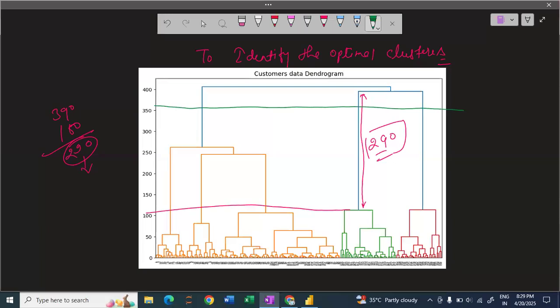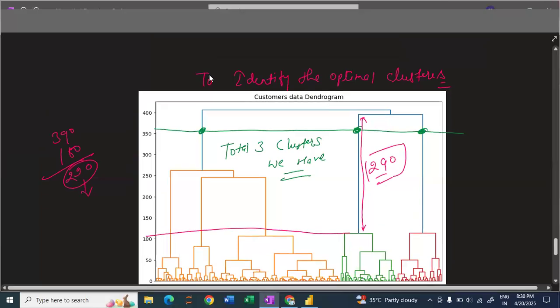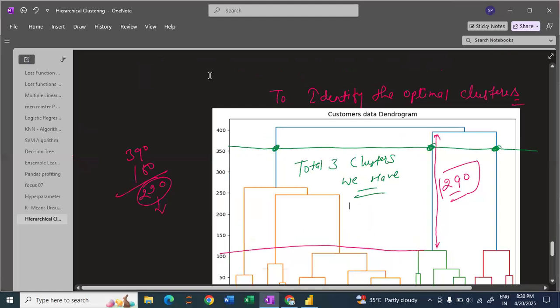And how many data points are there where it bisects the other dendrogram or cluster? See, this is a bisect point, this one is a bisect point, and this one is a bisect point. So how many clusters do we have in total? Three clusters. Agree? Now, don't worry, we are taking some more examples to practice how to cut the dendrogram and how to identify the longest vertical line. Okay.